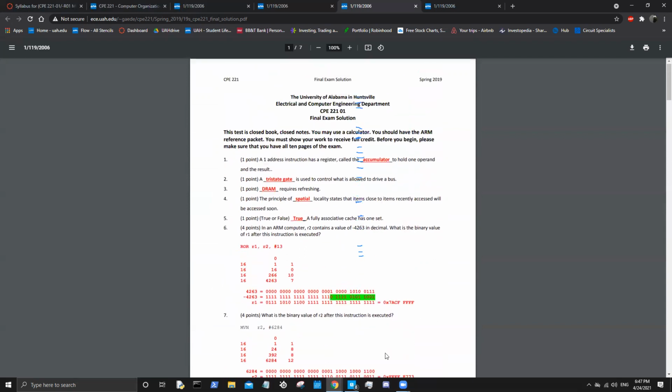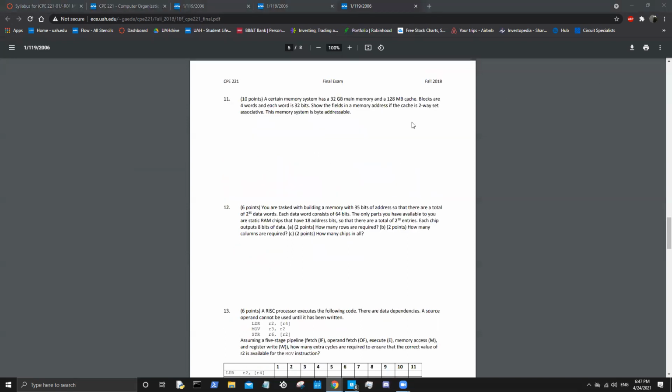Yeah, no pipelining. All right, cool. I'm going to clear all the drawings. All right, let's move. So this was a solution, so I'm going to get that out of here. We don't need this. We did this final already.